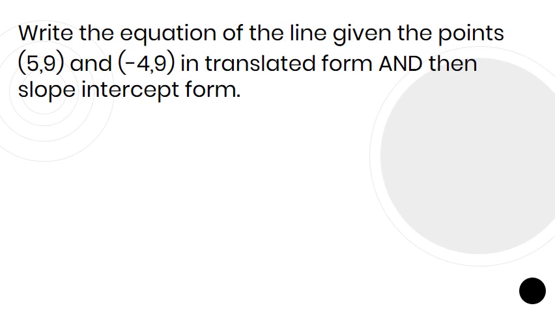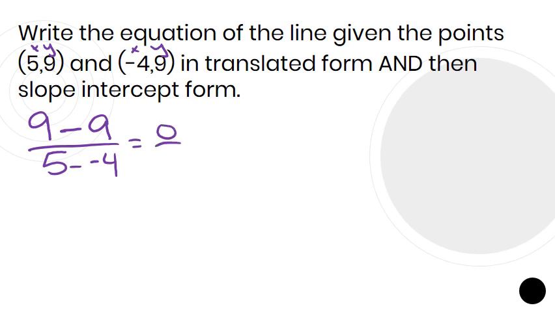Let's try that one again. If you haven't done this problem on the worksheet previously, my suggestion would be to pause this video, try it on your own, then rewatch it and see how you did. So I have an x comma y value and an x comma y value. I need to find my slope first. So 9 minus 9 over 5 minus negative 4. That gets me to 0 over 9, which is equal to 0. My slope is 0.